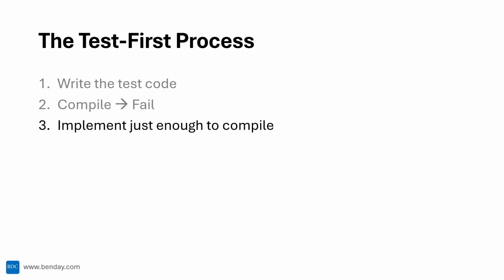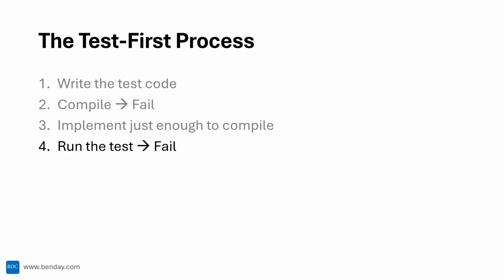Next, write just enough code to make everything successfully compile. Try not to write any implementation for your feature, only write just enough structure so that the code compiles. Now that it's compiling, run the test. Once again, it's going to fail. Probably because in step number 3 you put in a bunch of code that said throws not implemented exception.